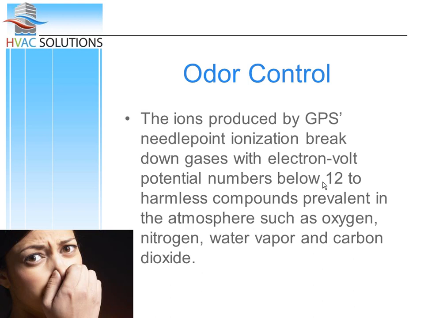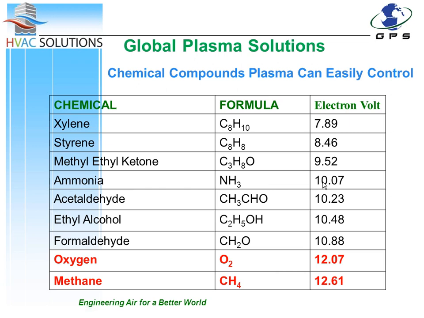So this guy takes care of odors, and we are able to break down all gases that have an electron volt potential below 12. I get asked all the time, what does that mean? Well, all chemical compounds, VOCs and gases, are going to have an electron volt potential. If that electron volt potential is less than 12, we're going to get rid of it. What that means is we're not messing with things like oxygen. So we don't mess with the air that we breathe.